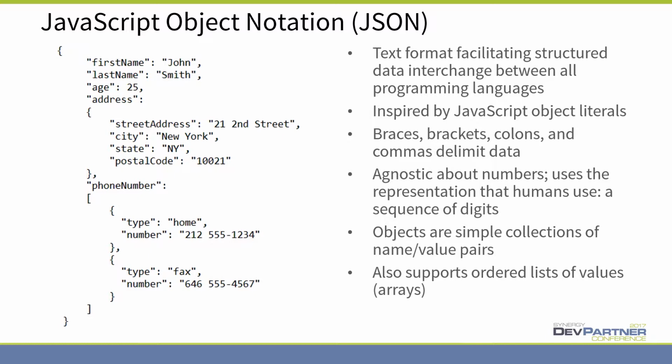JavaScript is also agnostic about numbers. It pretty much just uses a human-readable format for numbers, so there's no special weird encoding of hexadecimal values or octal values or anything like that. It's just human-readable numeric formats. And objects in JSON are simple collections of name-value pairs. Okay, so there's very few data types in JSON. There are a few defined data types, but we'll mention what they are. So basically, JSON supports objects, which are simple collections of name-value pairs, and it also supports arrays, which are essentially ordered lists of items. And that can include ordered lists of objects or arrays of simple types.